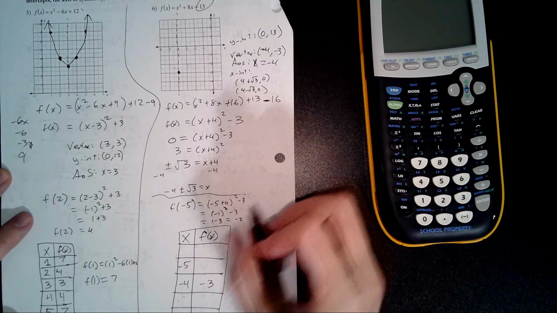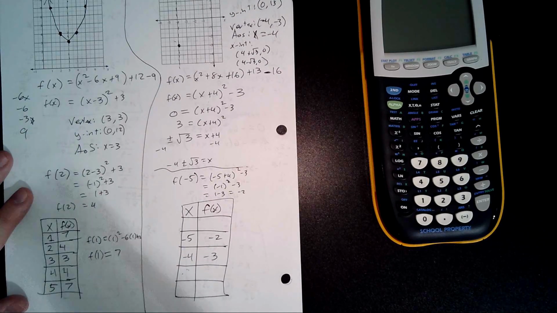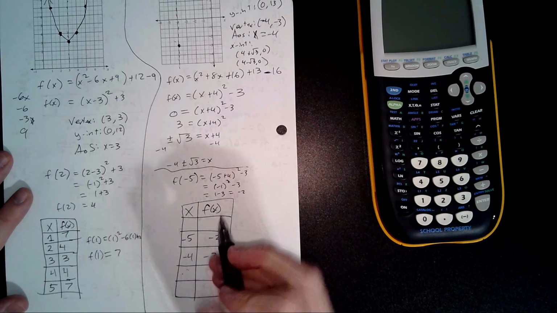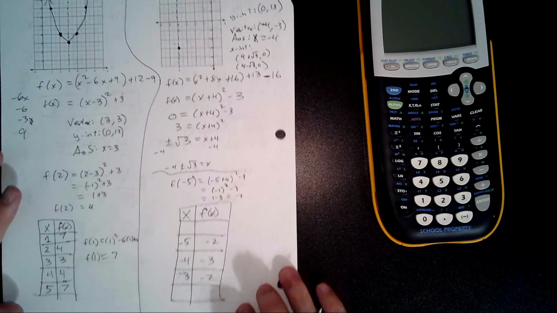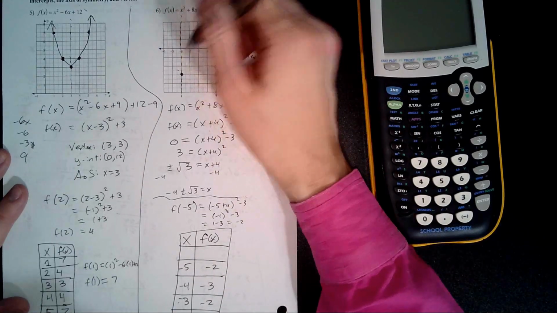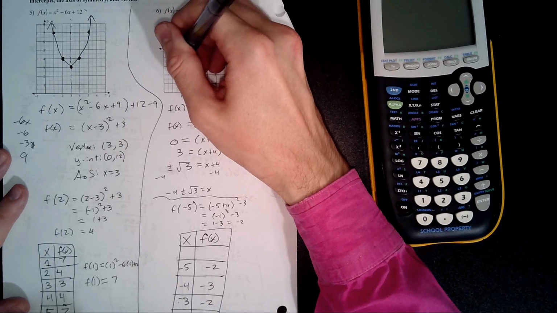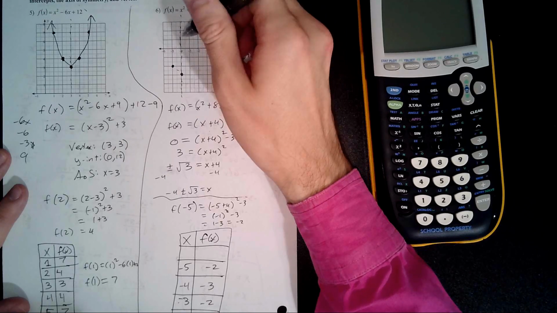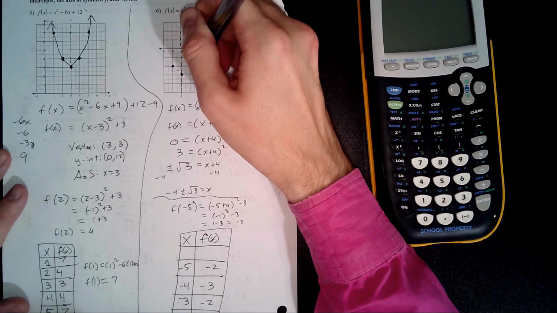That means you have the coordinate negative 5 comma negative 2. Because I was 1 away here, I'm going to be 1 away in the other direction. That's negative 3, and I'm going to copy that negative 2. Now I've got 2 more coordinates for us: negative 5, comma, negative 2, and then negative 3, comma, negative 2.